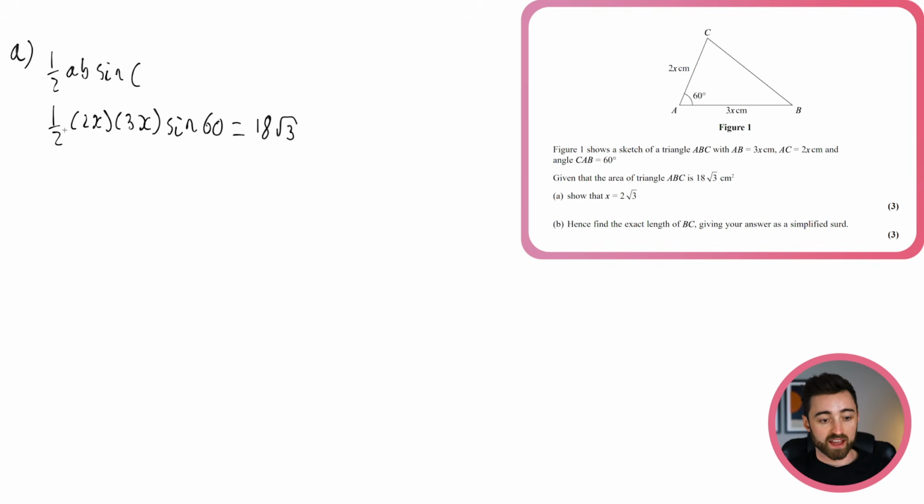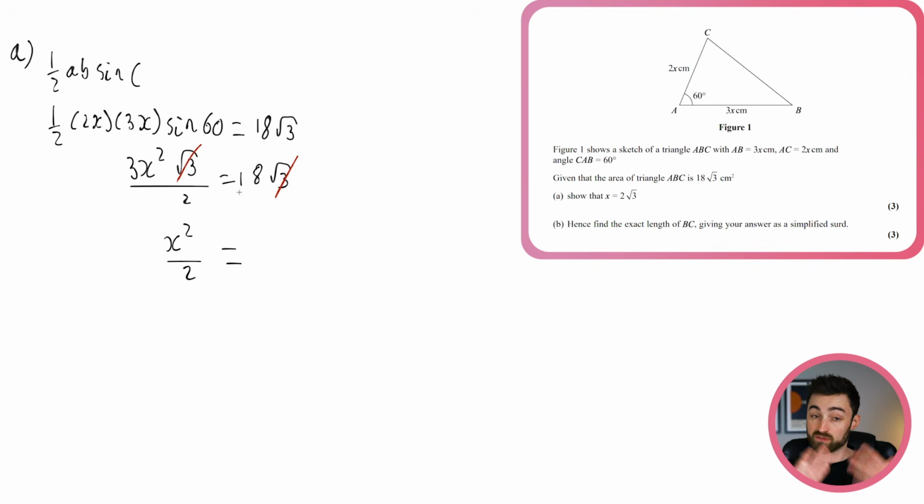Sweet. So, okay, a half times 2x is just going to be x. So I get x times 3x, so that's going to be 3x squared. Sine 60, you can put this into your calculator, but it happens to be root 3 over 2. So I think I'm in a good spot here, aren't I? Because the root 3's are going to cancel. And then what I can do is, why don't I divide by 3 here? So this is going to get me x squared over 2 equals 18 over 3, which is 6.